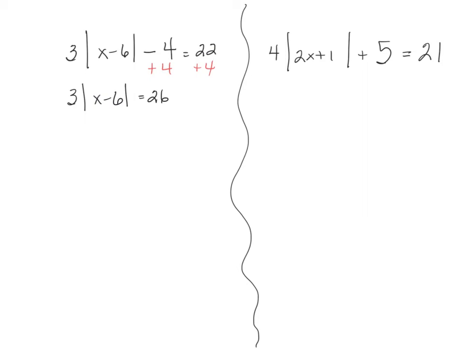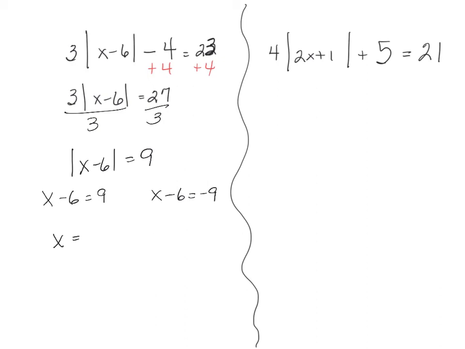You know what, let's make that a 23. I think that's what I meant to make that, which would make that, try to erase that, there we go, a 27. That's where I wanted to go with this. And we're going to divide by 3 here and here, and you're going to tell me the absolute value of x minus 6 equals 9. We're going to set up our equations. And we're going to solve. You're going to tell me x equals 15 and x equals -3.